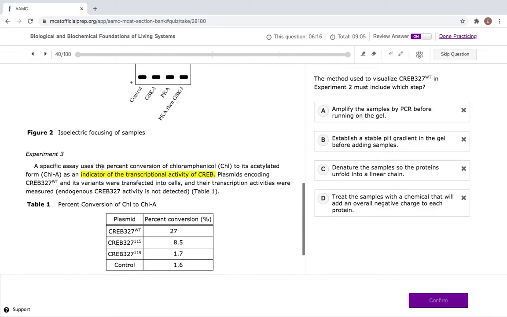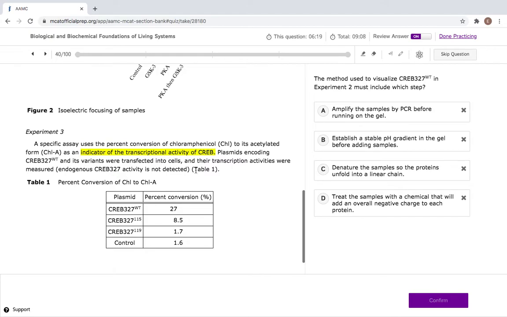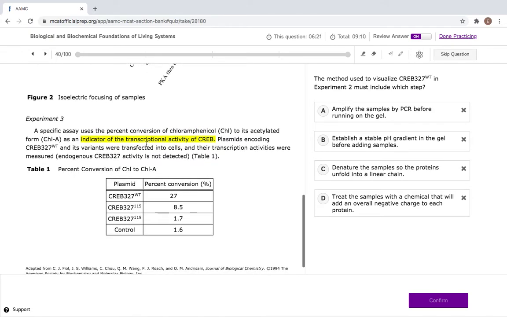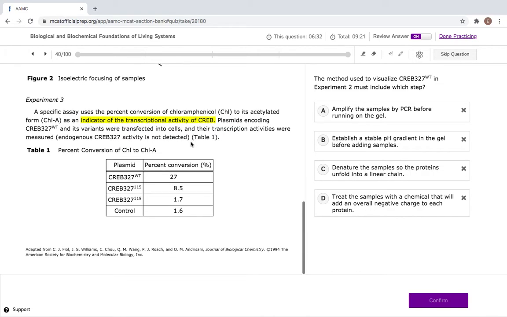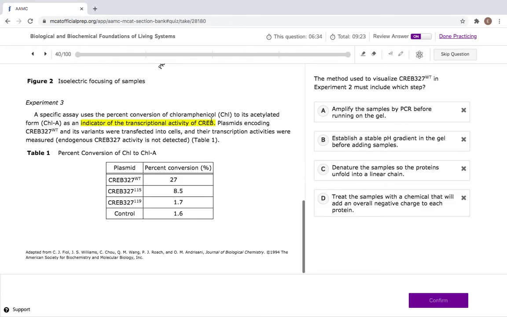So I'm highlighting this so I can make a mental note that when CHL is acetylated, this is good. This means we have transcriptional activity of CREB. And a lot of times questions will ask, okay, if this is acetylated and if this gets knocked out, if we use this instead and this goes up, and if this goes up and this decreases, and if this decreases, what happens to this? A lot of questions will be doing that. So I made a mental note here and just highlighted this just in case.